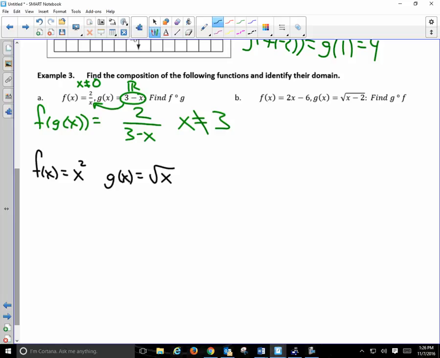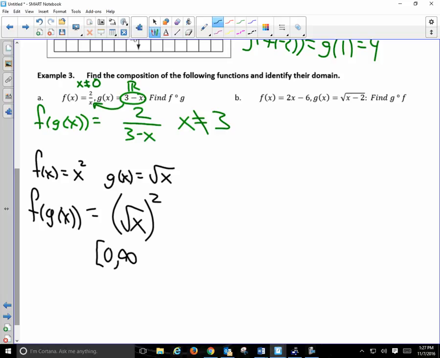Now, f of g of x, I would take that square root of x and I would plug it in over here and I would square it, right? Now, I have to look at the domain before I simplify it. If I look at the domain right now, what is the domain of the square root of x? X greater than or equal to 0. So 0 to infinity, right?